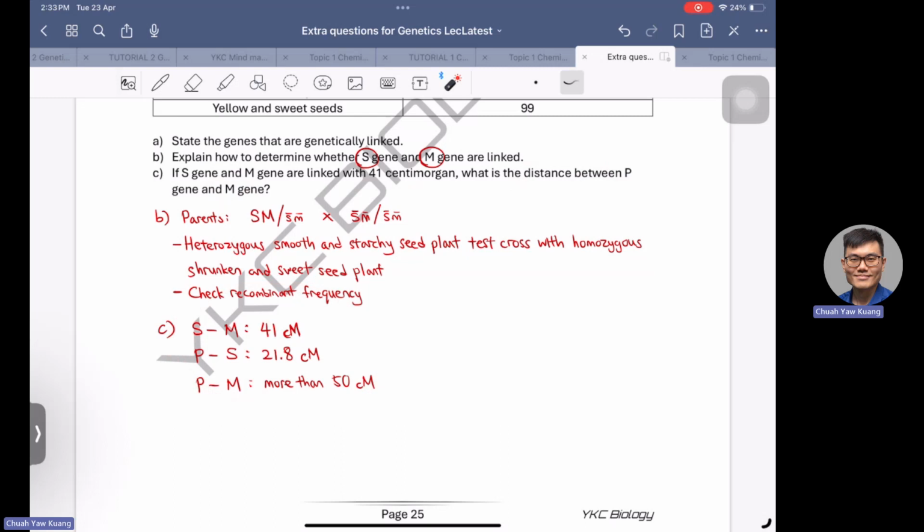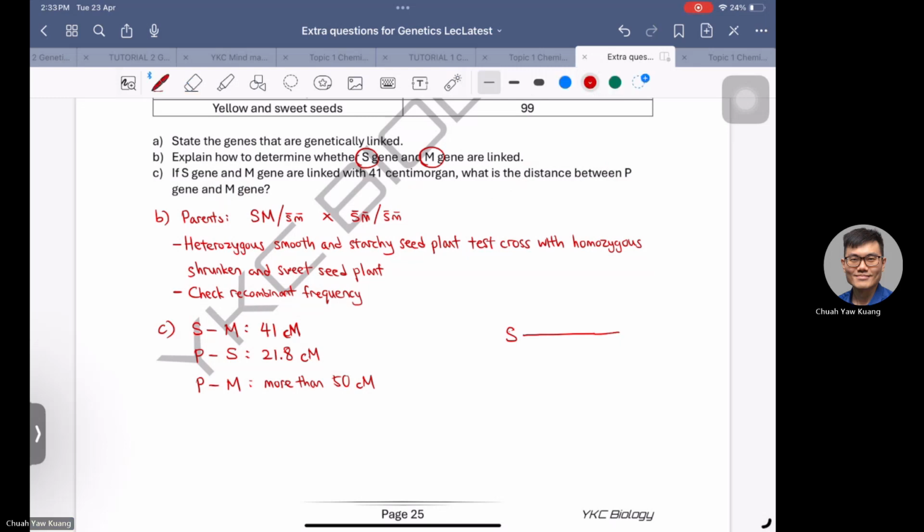Then of course you have to find the possible sequence. First thing first, we take the largest number, which would be this one because this one is uncertain. So we will take the largest number, which is S and M. S and M is 41. So we will write that: the distance between S and M is 41.